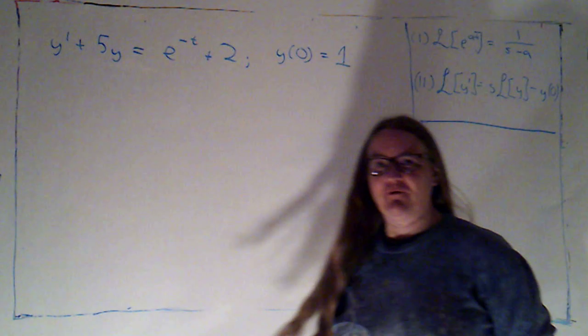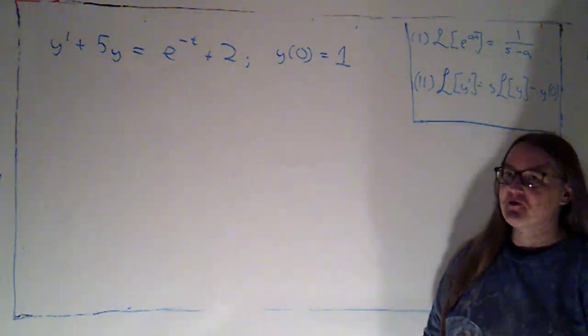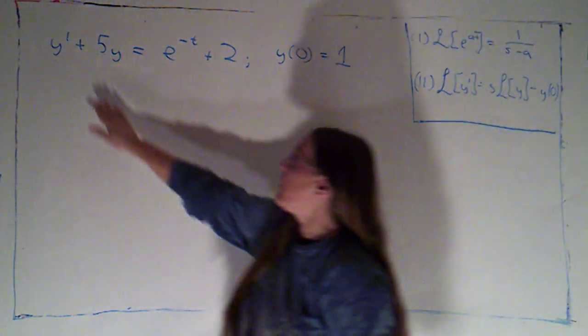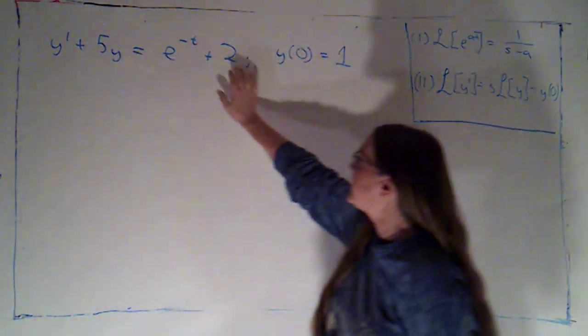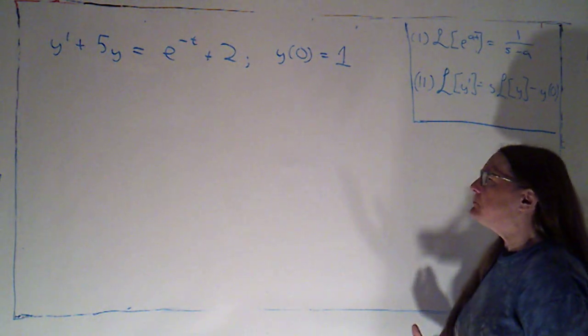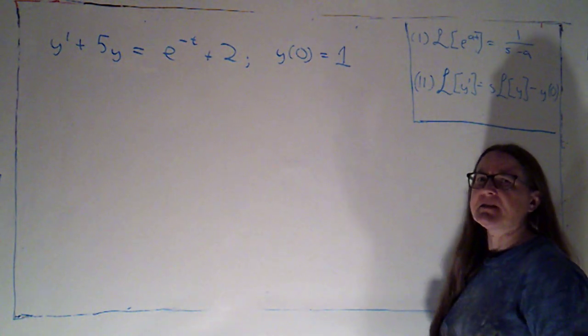Okay, we are going to use the method of Laplace transforms to solve a differential equation. I've actually given us an initial value problem here. So I've got y prime plus 5y is e to the negative t plus 2, y of 0 is equal to 1. Okay. Now, we do not need Laplace transforms to solve this.